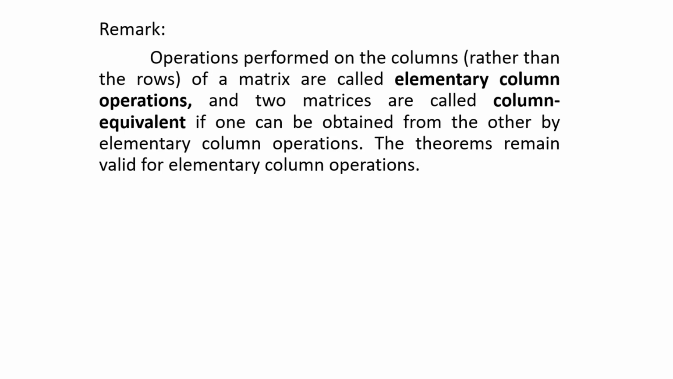Next, operations performed on the columns rather than the rows of a matrix are called elementary column operations. And two matrices are called column equivalent if one can be obtained from the other by elementary column operations. The theorems remain valid for elementary column operations. So we can also apply what we have learned so far to the columns of the matrix instead of the rows.